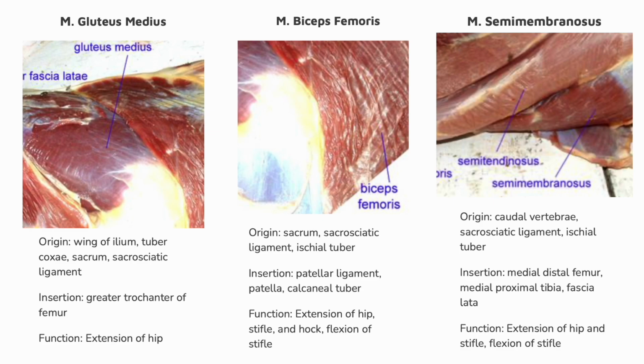So the semimembranosus muscle is another muscle of the hamstring, and it's the most medial of these muscles. Its origin is the caudal vertebrae, sacroiliac ligament, and ischial tuber. Insertion, medial distal femur, medial proximal tibia, and the fascia lata. And its function is to extend the hip and stifle, and then to flex the stifle.